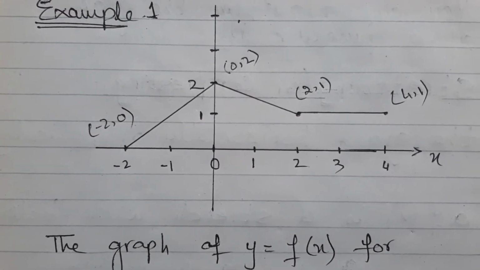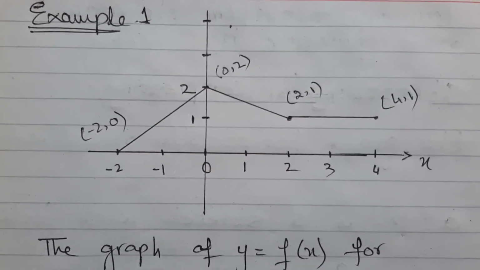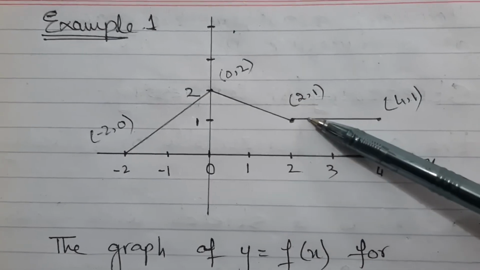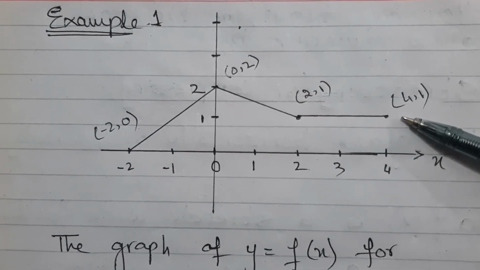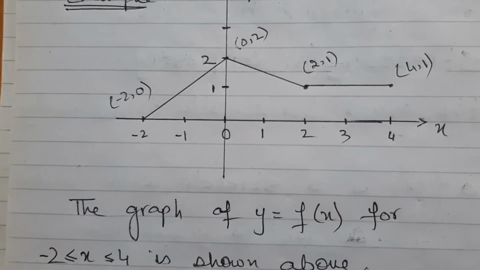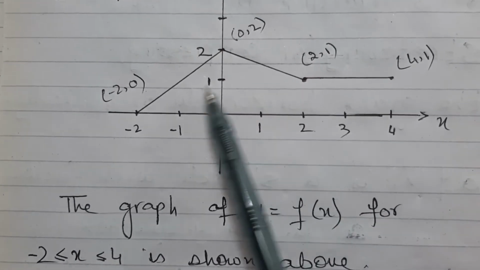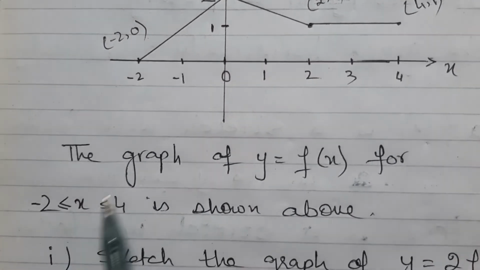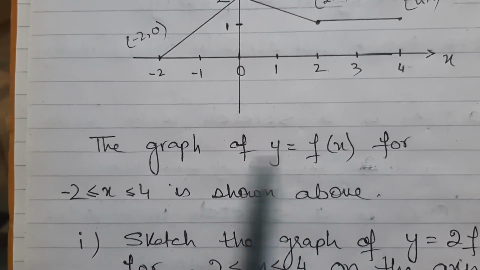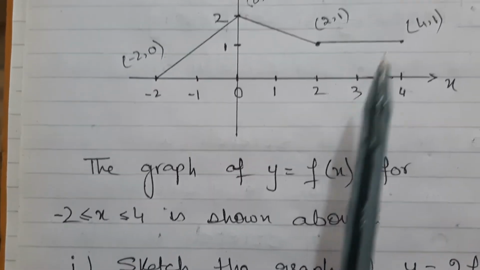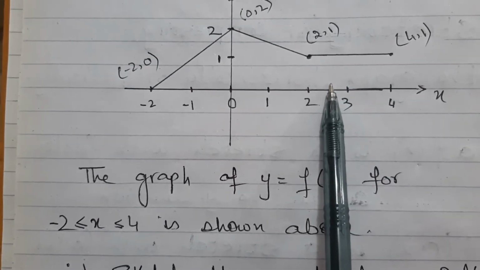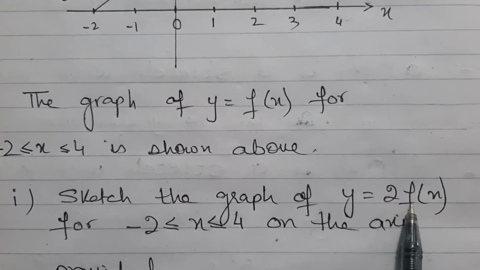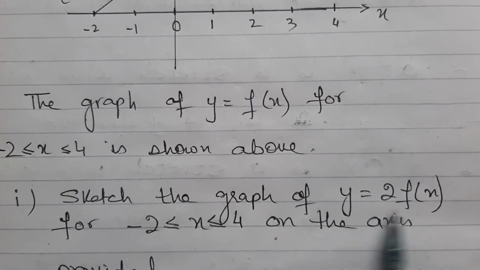Okay, so this sketch is given to you and you can see the 4 points: minus 2, 0; 0, 2; 2, 1; and 4, 1. Now what is the question saying? This graph has been sketched for the domain minus 2 to 4. So the question is saying the graph of y is equal to f of x for minus 2 to 4 is shown above. So you have this here, right? Okay, let's see what the question is. Sketch the graph of y is equal to 2 f of x on the axis.